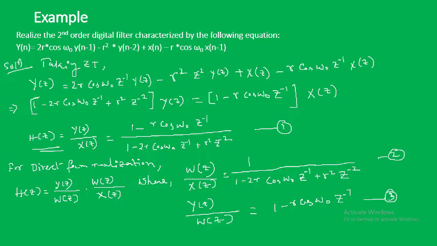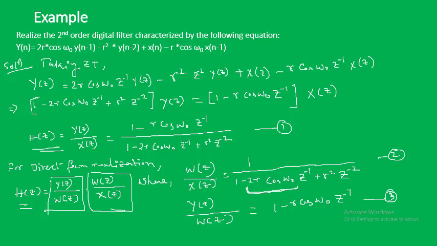Now we are dividing h of z, or writing h of z in this form, y of z by w of z. So this is one part and this is the other part, and w of z by x of z is denoted by 1 divided by 1 plus 2r cos omega naught z inverse plus r square z to the power minus 2.